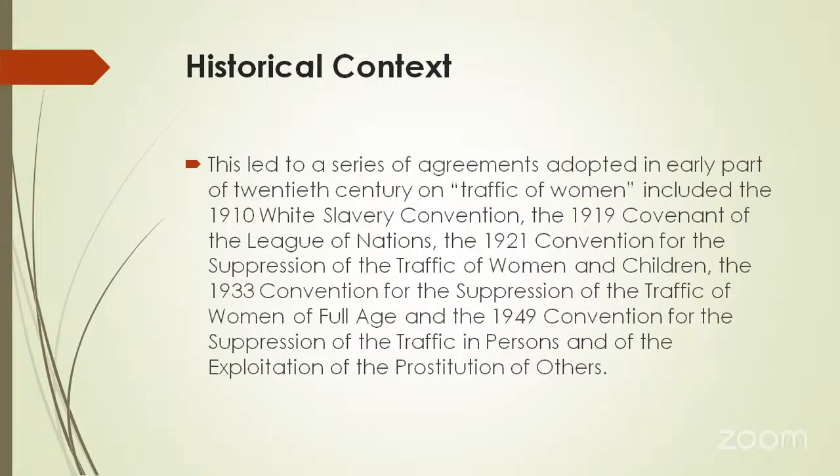A series of agreements started with the 1910 White Slavery Convention, 1909 Convention of the League of Nations, Convention for Suppression of Trafficking of Women. So again you don't need to remember these conventions, but if there is a question on the historical context of trafficking, you can trace some things to write short notes on. Convention for Suppression of Trafficking in Persons and Exploitation of Prostitution. So there were various ways in which finally we came to the Palermo Protocol.